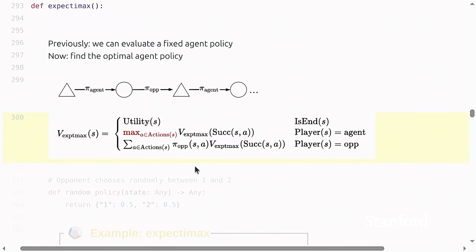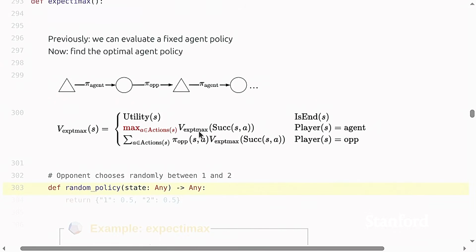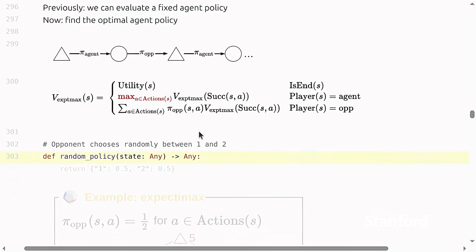And you can see that for the expected max, you can't just sample naively and get a Monte Carlo estimate because of this max. When you have a sum, you can sample, and that gives you an unbiased estimate. Max, you can't.